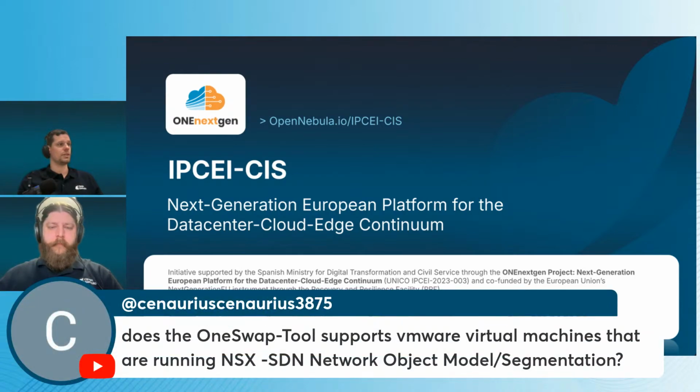Does the OneSwap tool support VMware virtual machines that are running NSX SDN network object model or segmentation? So yes and no. We're not going to automatically bring over your network configuration. The network configuration would have to be set up on the OpenNebula side. But once that's configured, you can just provide it with the network ID or the network match attribute we talked about, and it'll assign the interfaces to the appropriate networks that way. But it doesn't do the entire environment. It's just for virtual machines.